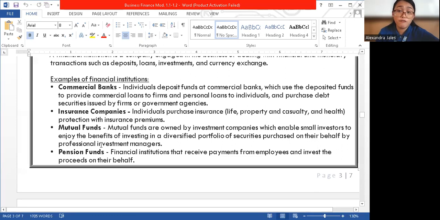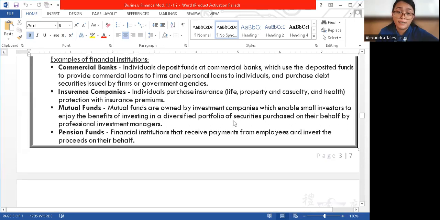And we have pension funds. A pension fund is a financial institution that receives payments from employees and invests the proceeds on their behalf. That's why we have pension funds.